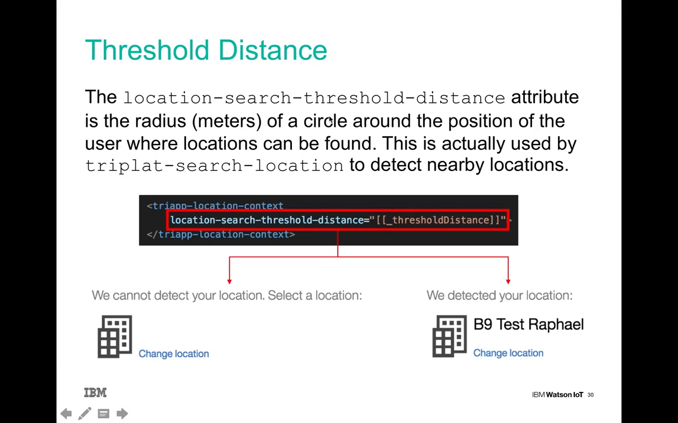The location search threshold distance attribute is the radius in meters of a circle around the position of the user where the locations can be found. This is actually used by triapp-search-location to detect nearby locations. So I can change the threshold distance, and with a defined value, the component cannot detect any location. And if you increase this value, the component can now detect a nearby location.